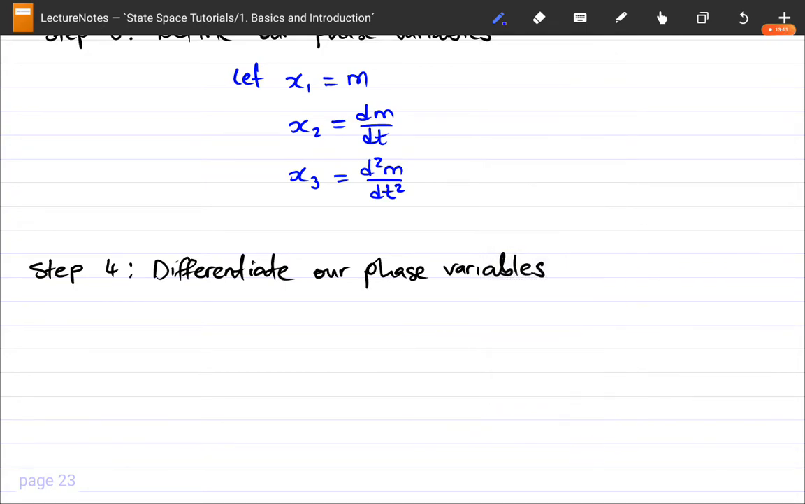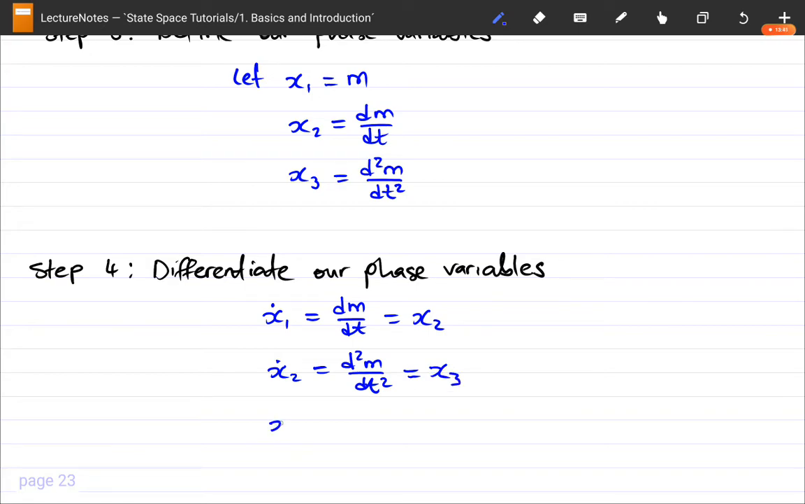So we're gonna go back to blue. We're gonna say x1 dot is just the first derivative. It's just dm dt, and as you can see here, dm dt is x2. That's very important. And then x2 dot is just the second derivative, conveniently, of m, which is x3.